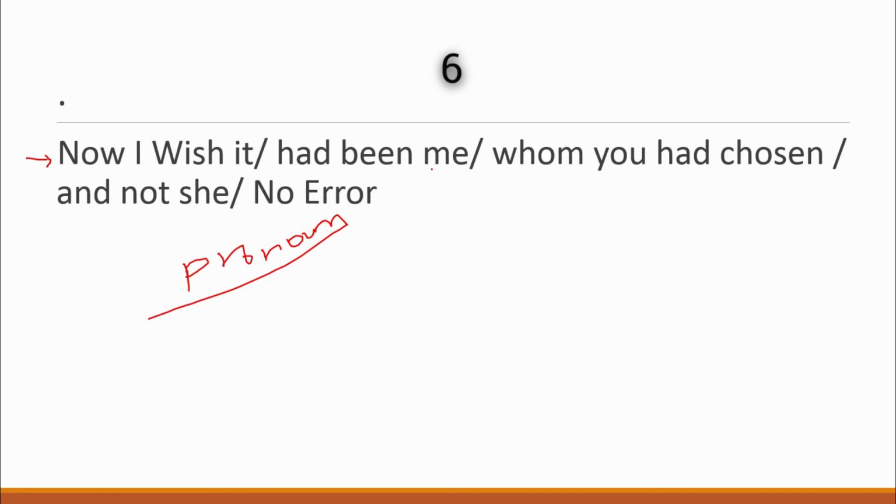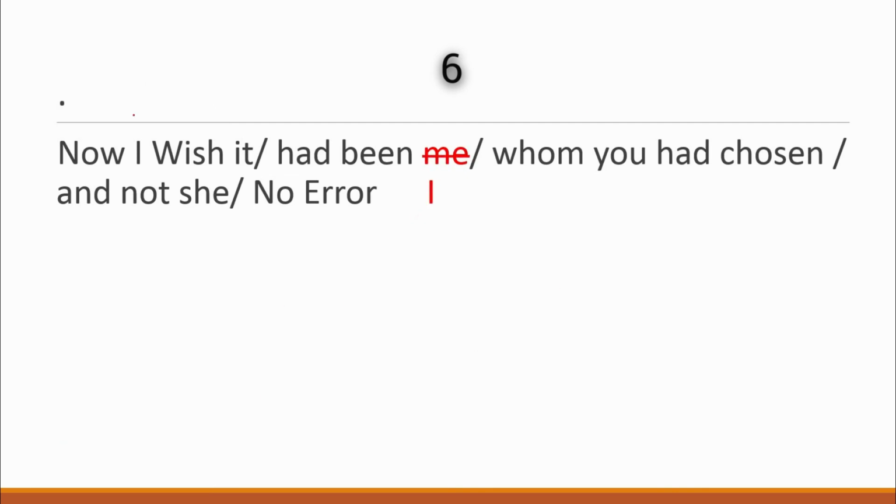Now I wish it had been me whom you had chosen and not she. Again, please remember that whenever we use the sentence in this form, the pronoun used should always be subjective and not objective, and thus the right sentence should be, I wish it had been I whom you had chosen and not she. Another way you can make the sentence look right to you is by reading it in another form. How? I wish I had been chosen. I wish you had chosen.